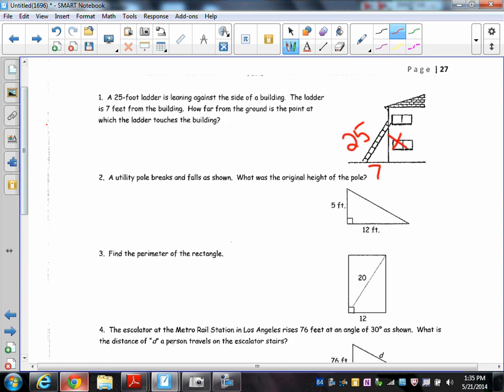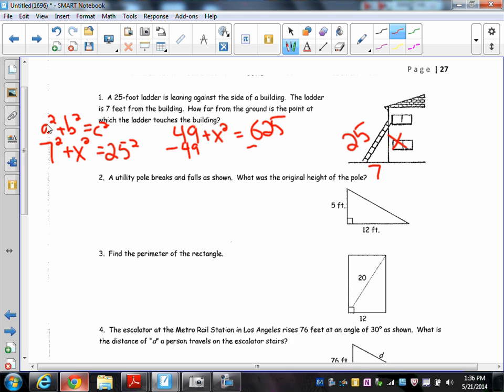So to solve this, we do a squared plus b squared equals c squared. So we have 7 squared plus x squared equals 25 squared. So whenever I solve this, I get 49 plus x squared is equal to 625. And I subtract 49 from each side. So I get x squared is equal to 576. A lot of you might be tempted to stop at 576, but remember, I get rid of the square by taking the square root. So my final answer is x is equal to 24, that's feet.